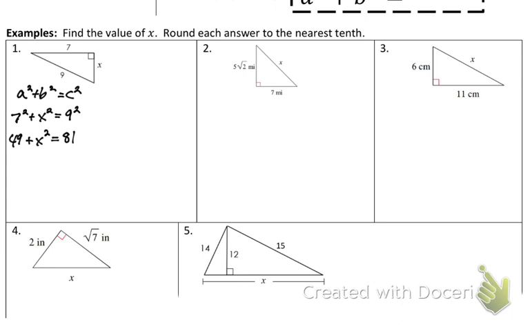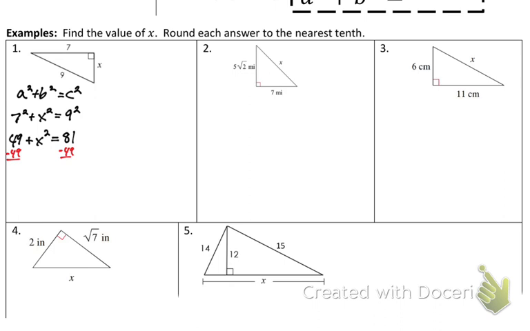What property would I use to move the 49 to the other side if this was a proof? I would use the subtraction property of equality. So we're going to use the subtraction property of equality to move that 49 to the other side. So minus 49, minus 49. Is it okay if I use my calculator here? Absolutely. Just get it correct.